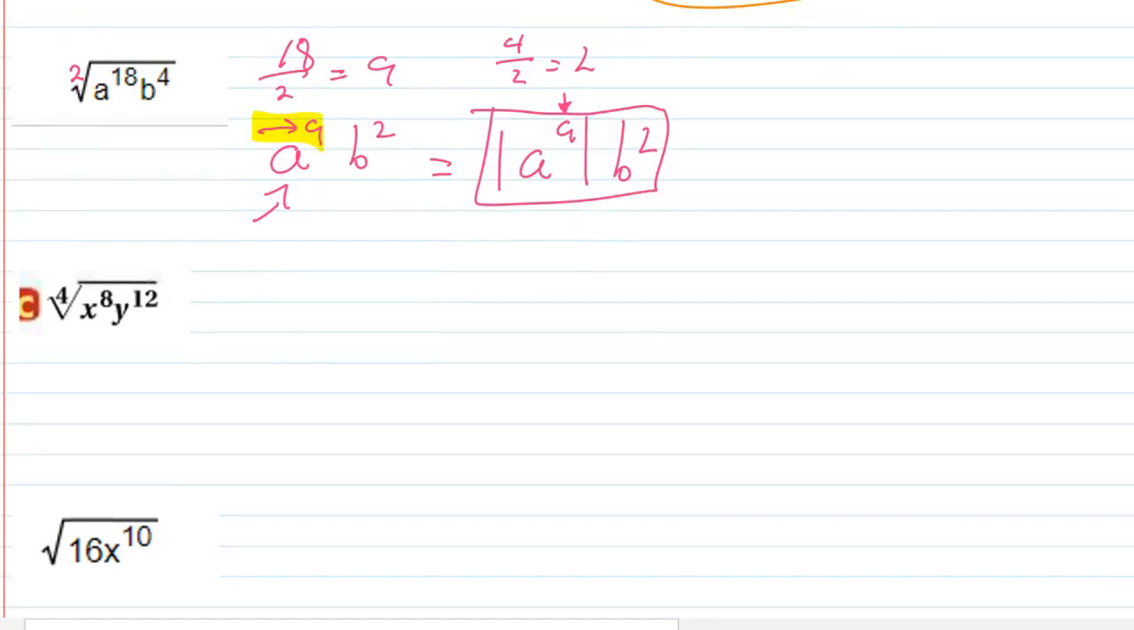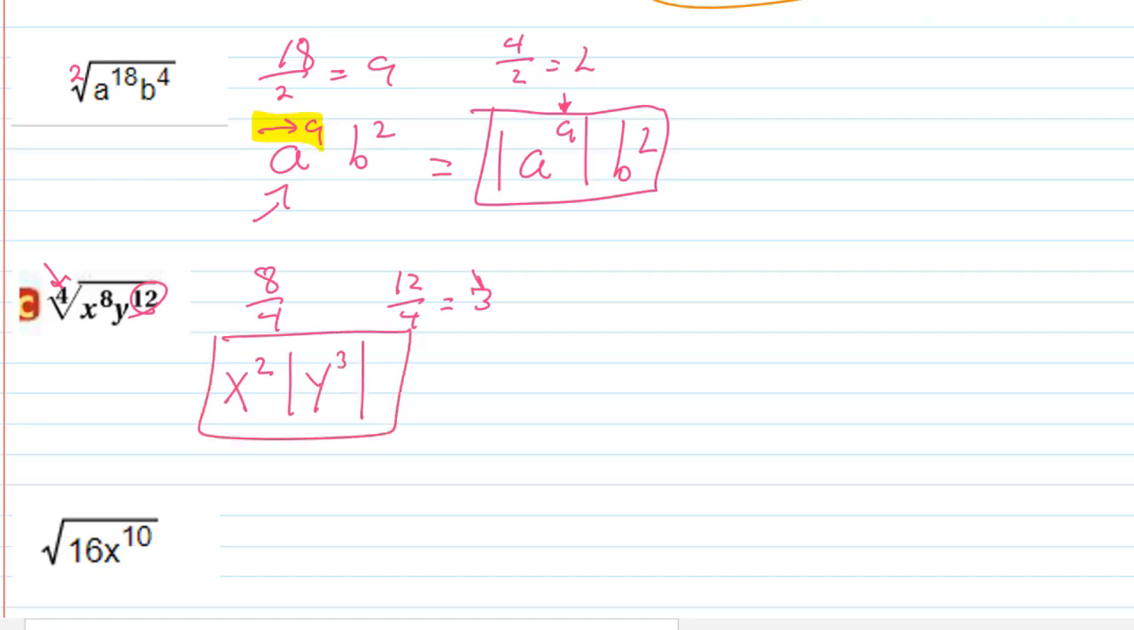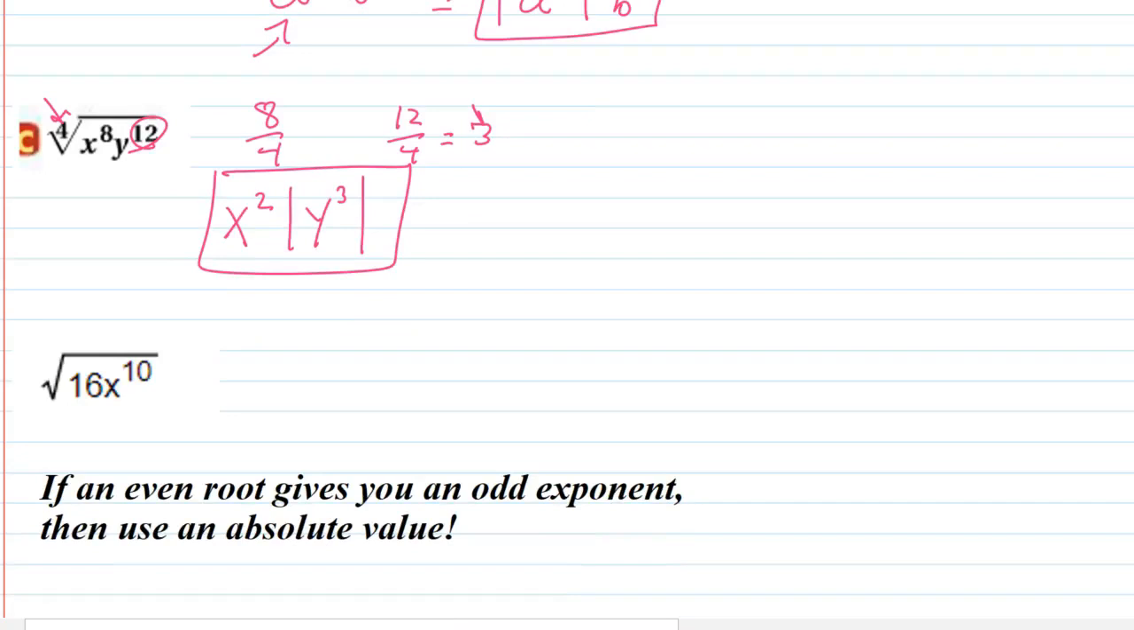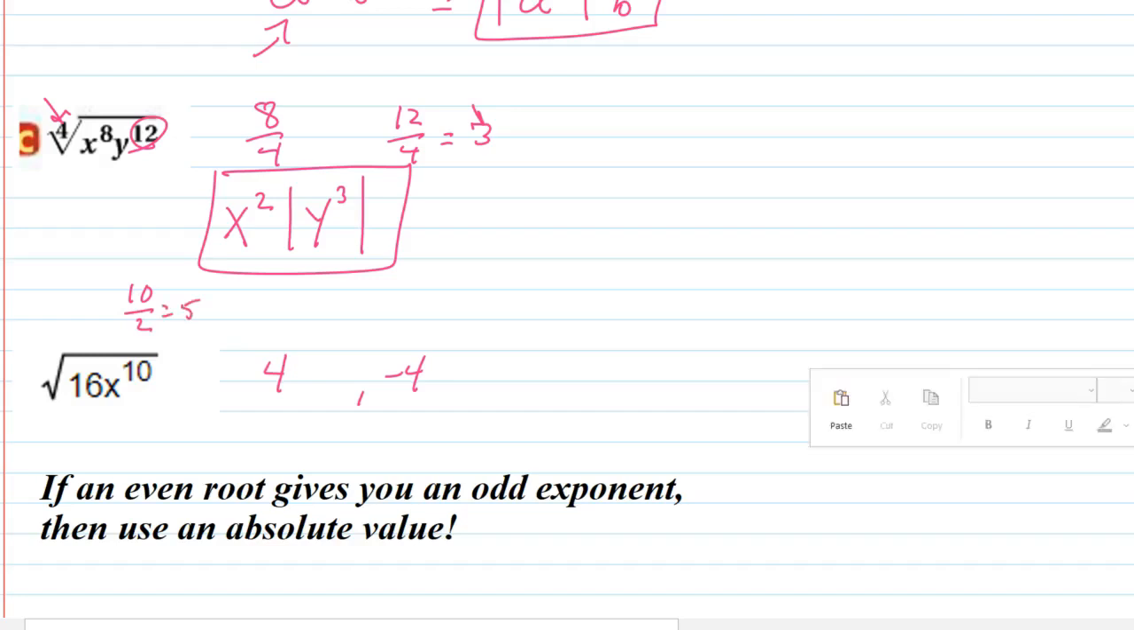signs. Next, again, I have an even index. So 8 divided by 4 is 2, so that gives me x squared. And then 12 divided by 4 is equal to 3. Now, because I have an even index and an odd exponent, I need the absolute values. Y to the power of 3 will be in absolute values. And last, the square root of 16 is going to be 4 or negative 4. X to the 10th, well, 10 divided by 2 is equal to 5. So that means I'm going to have an absolute value of x to the power of 5.